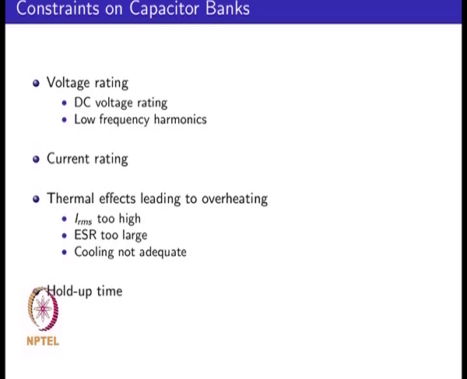The other things that we need to consider: the DC voltage rating was considered, so we have to consider the effect of low frequency harmonics on the voltage rating. In the last class we took a close look at the current rating, and we saw that the current rating has thermal implications, and it has implications on power loss and cooling and the temperature of the capacitor core, which has reliability implications. There are other factors such as hold up time of the capacitor, which can be important in DG application.